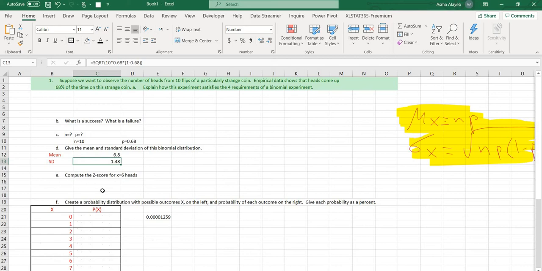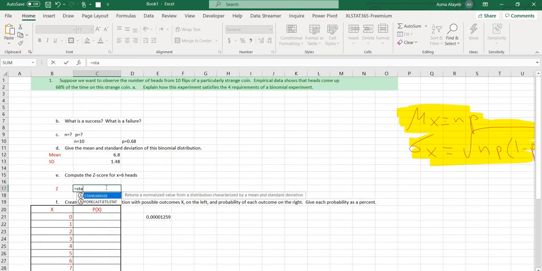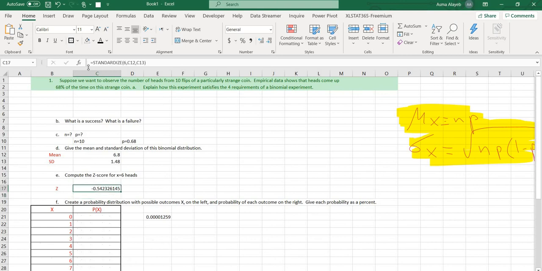The next question, we want to compute the z-score when x is equal to 6. We know to use the standardize function when it comes to computing the z-score, so we will use the standardize function. And it's asking about x. We know x is equal to 6, comma, the mean is computed previously, 6.8, comma, the standard deviation, which is computed previously as well. I'm going to close and then click enter. I will round the z-score to 4 decimals, like so.